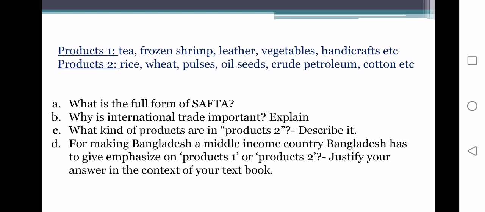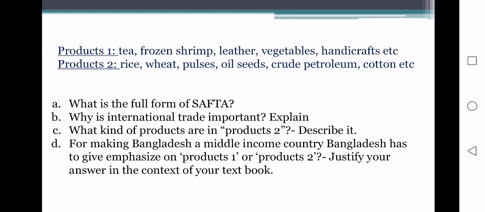Why is international trade important? Explain. The third question is, what kind of products are in product 2? Please see, there are rice, wheat, pulses, oilseeds, crude petroleum, cotton, etc. given under product 2. And the question is asking what kind of products are in product 2 and you have to describe it. Question number 4. For making Bangladesh a middle income country, Bangladesh has to give emphasis on product 2 or product 1. Justify your answer in the context of your textbook.